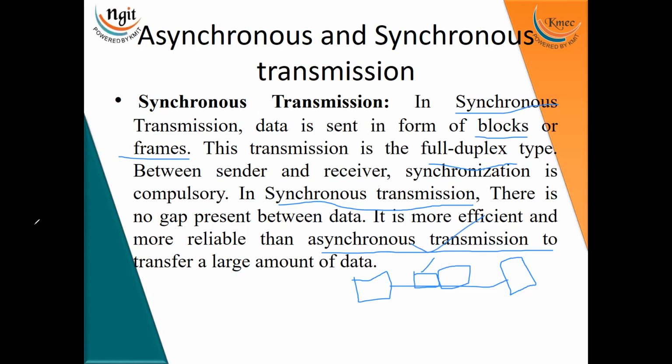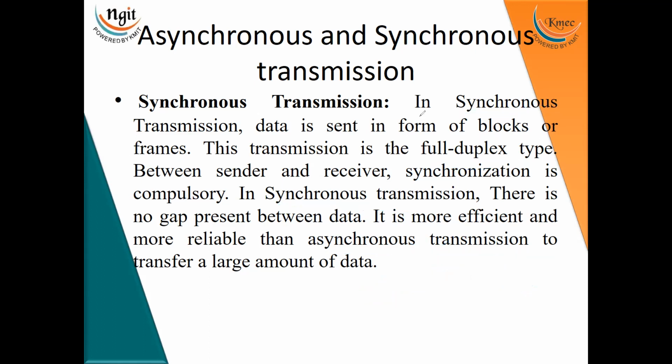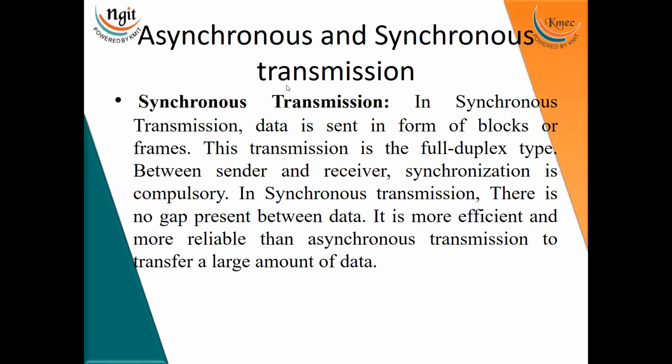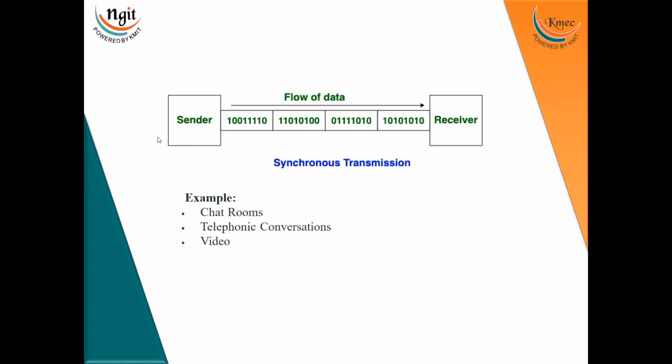What is meant by synchronous transmission? Here, the data is transmitted in the form of blocks between the client and server, that is, between the sender and receiver. In synchronous transmission, the data is transmitted in the form of blocks or frames. Whenever we have a transmission of data between the sender and receiver, the flow of data will be divided in the form of frames. It is called synchronous transmission.